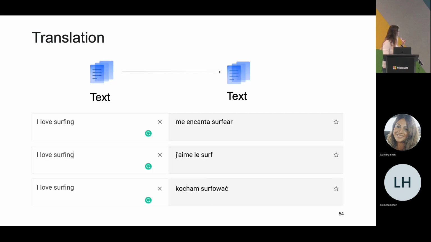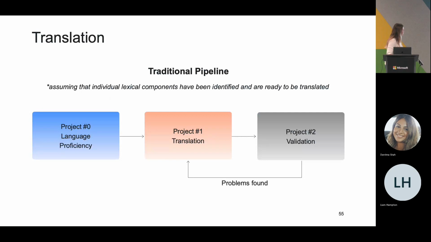I put 3 different texts here, the same text translated into 3 different languages. So, I love surfing. In Spanish, it is me encanta surfear. In French, it is j'aime le surf. And in Polish, it is kocham surfować. So basically, in translation, this is what we need to do. We need to go from left to right. And this is the traditional pipeline that has been used in crowdsourcing projects for such translation tasks.